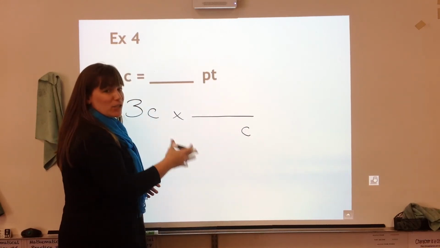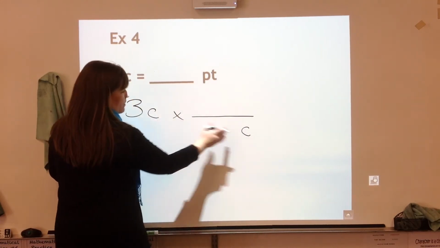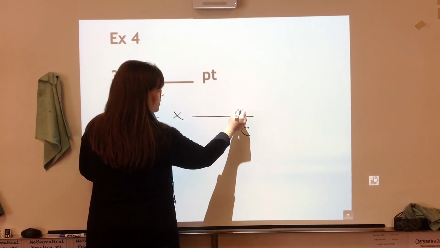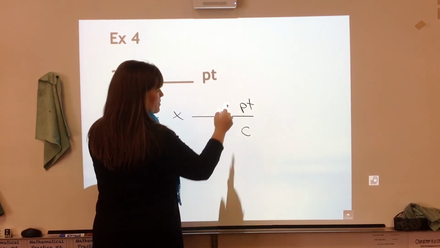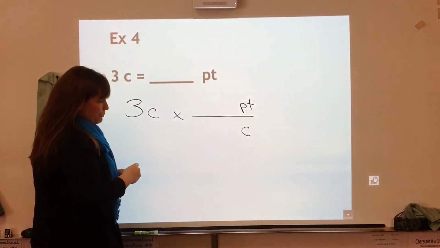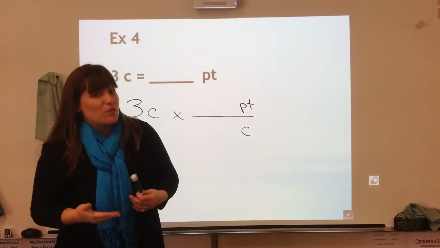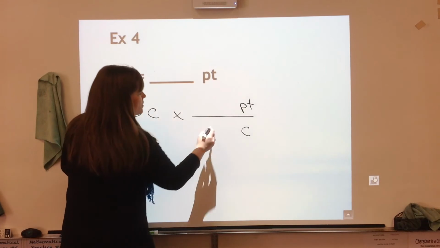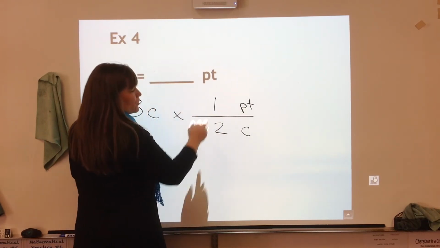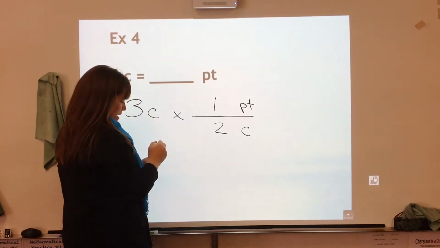So I'm setting up my units first. The cups go on the denominator, the pint goes in the numerator because that's what I want to convert to. Now I need my conversion. How many cups are in a pint? There are 2 cups in 1 pint. Notice the 1 is in the numerator again.